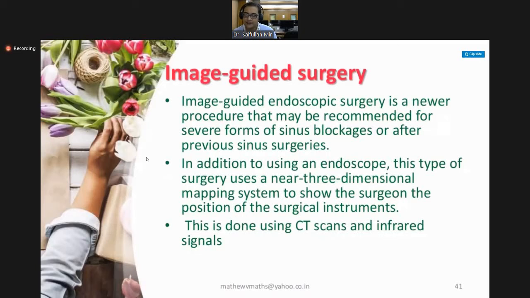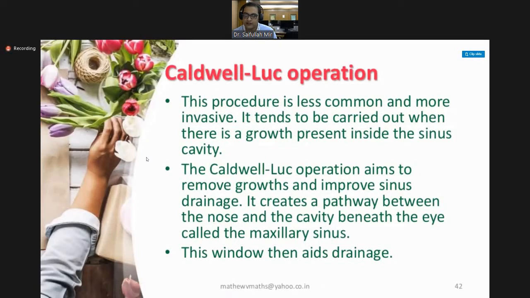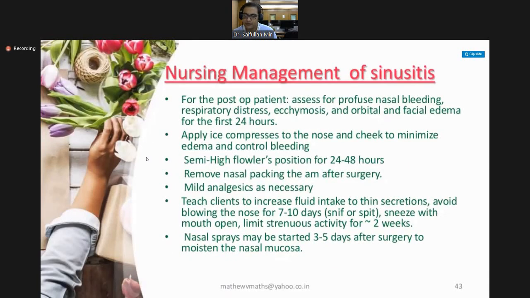This is an old method of doing it, a Caldwell-Luc, where we go through the canine fossa to address the maxillary sinus. So this is very important. Surgery is only one part. Then we need to deal with the patient post-operatively.